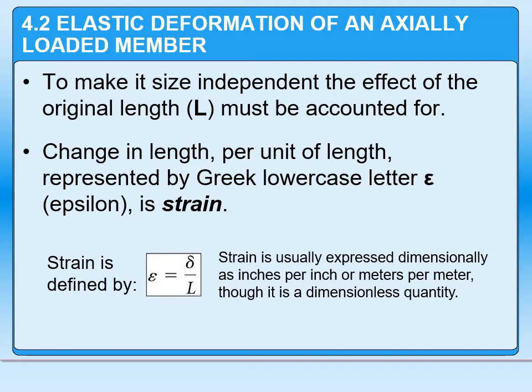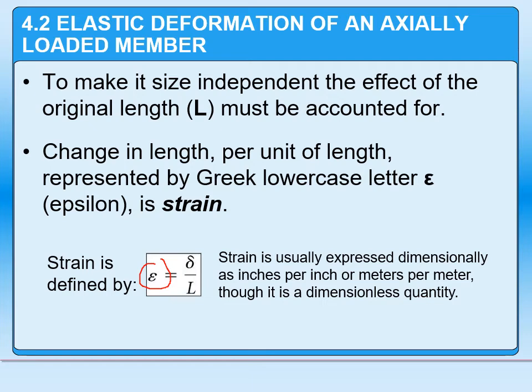Strain is represented by the Greek letter epsilon. You see right down here, it's like a script E. Essentially, it's the deformation divided by the length. In terms of units, deformation is going to be in inches or millimeters. Length is going to be in inches or millimeters. So if you divide those out, it turns out it's going to be unitless. It's essentially just a ratio.